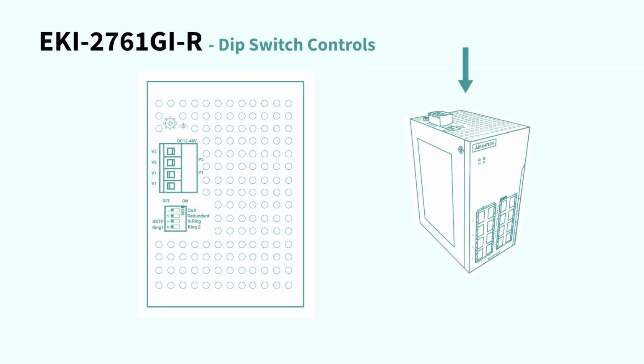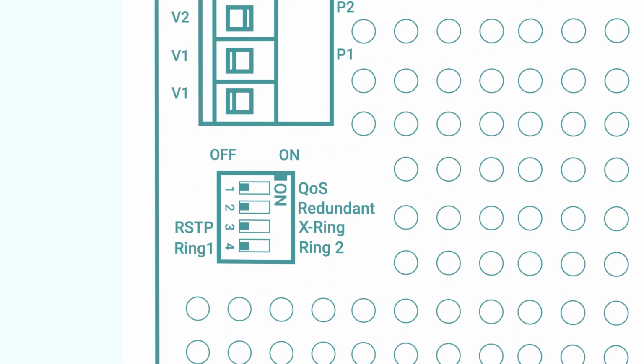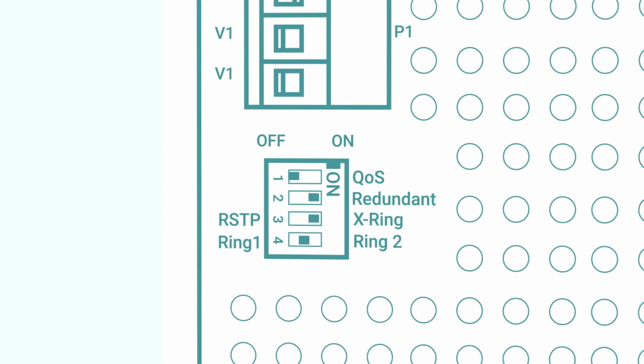On the top of the switch, you'll find the dip switches. To enable redundancy, set the redundancy switch to on and set the X-ring 2 to on as well. This activates Advantech's fast redundancy protocol.